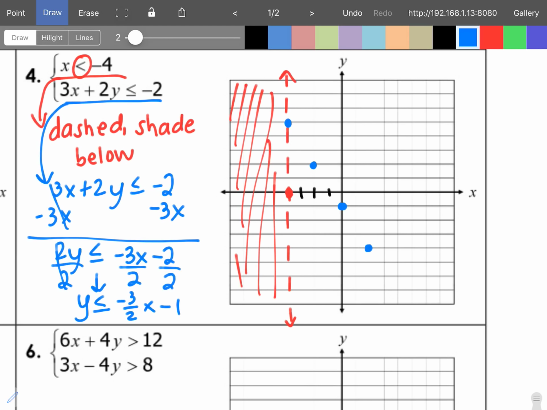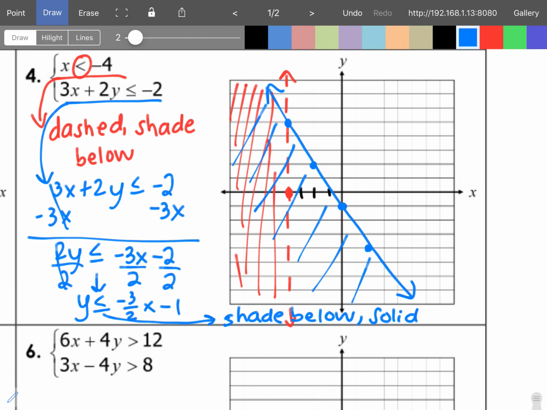And then this right here, that sign tells us to shade below, and it's a solid line. So solid line, and then shade below, so this way. So you see how the red and the blue, they meet in this area right here. So this whole green area is our answer.